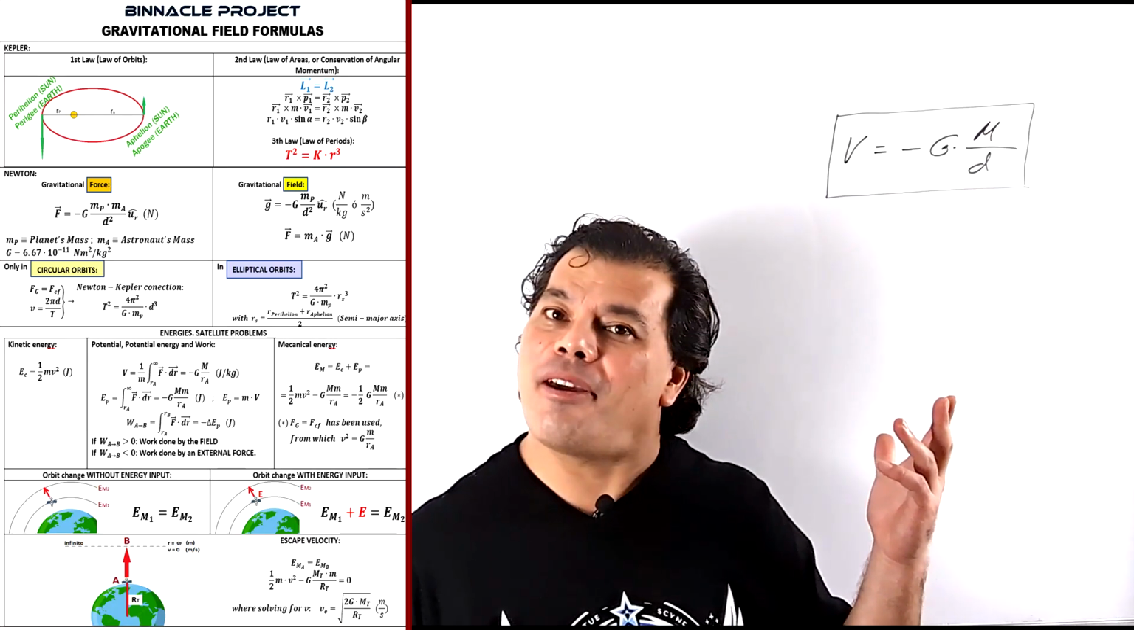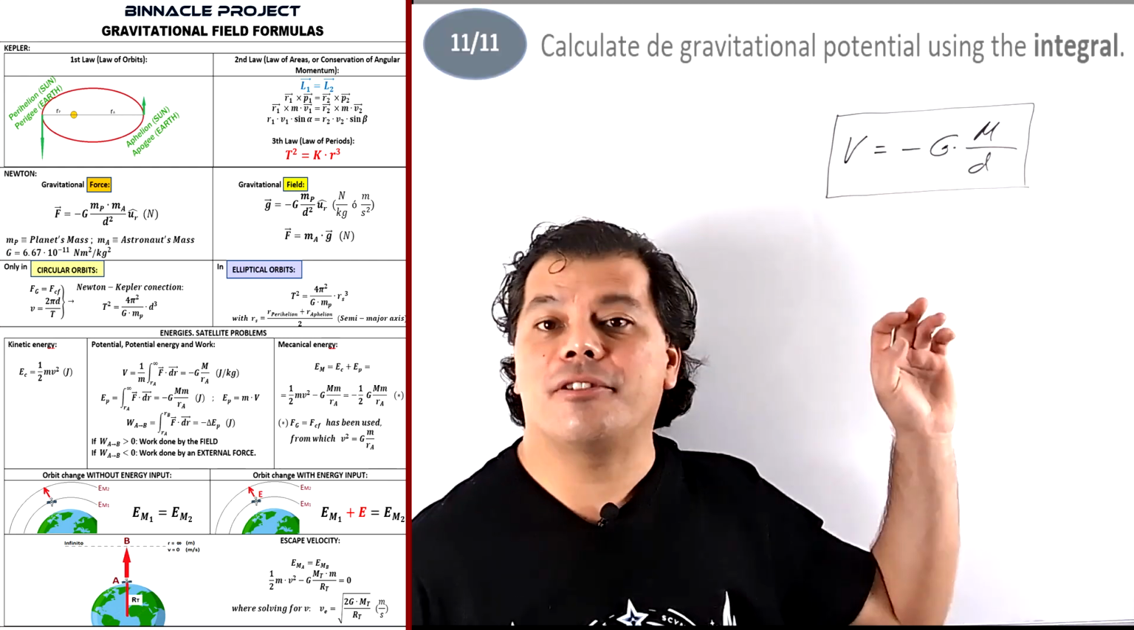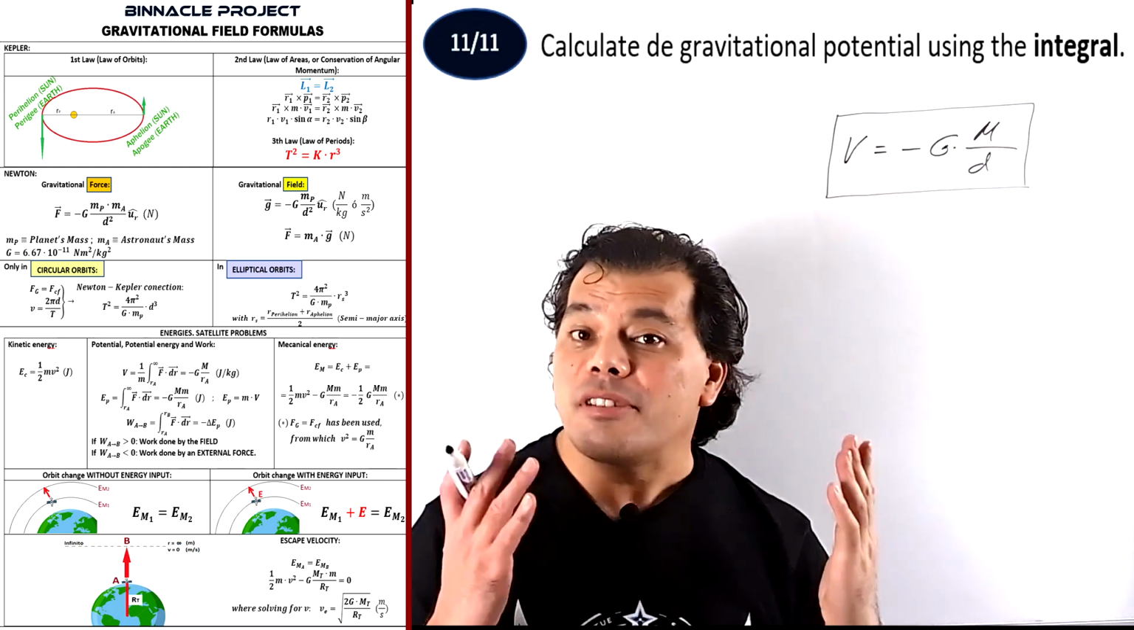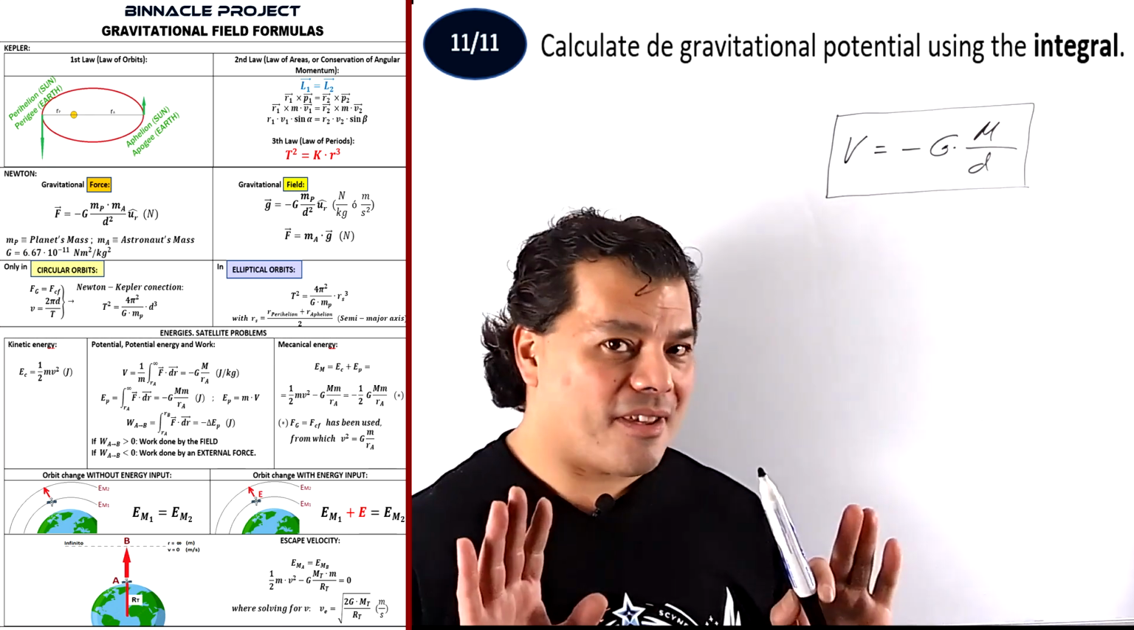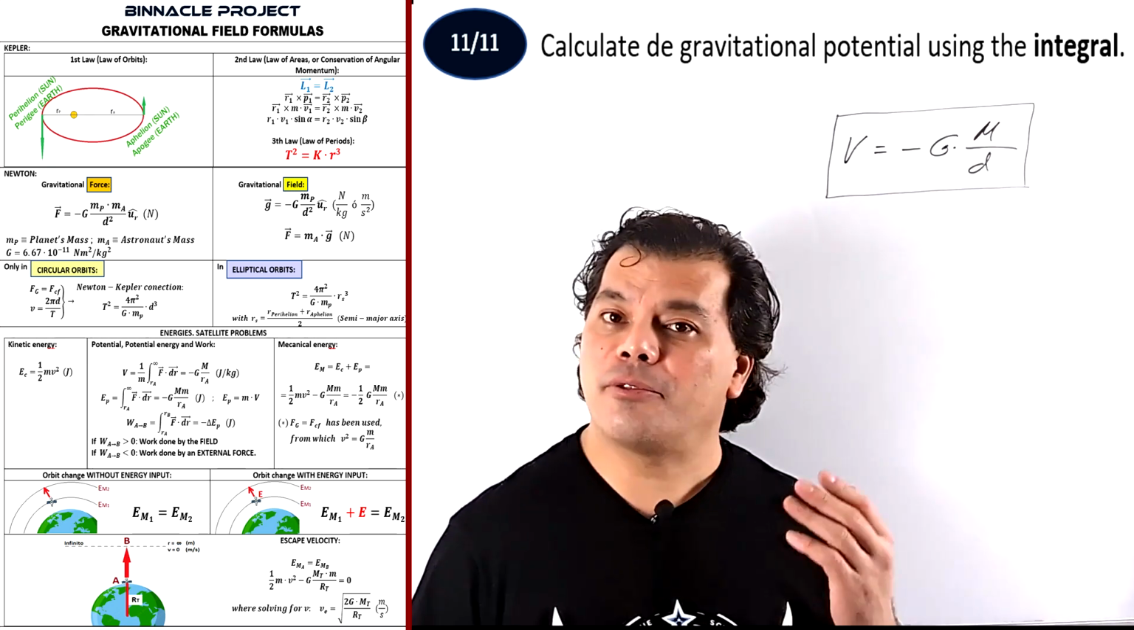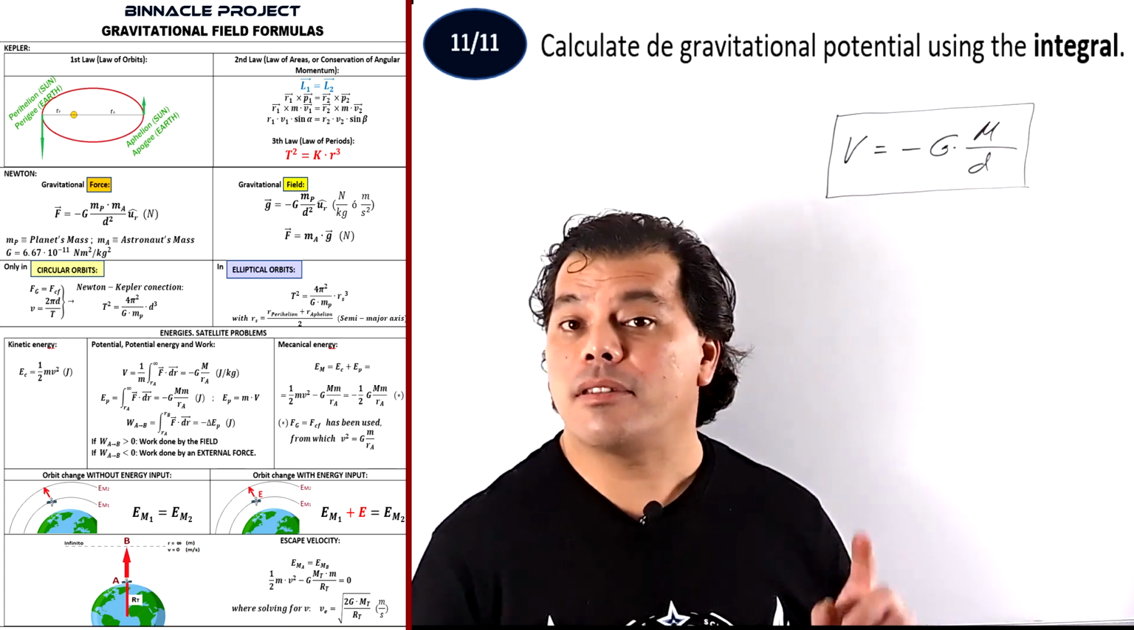And now it's time to be brave and calculate the gravitational potential not by using the formula, but using the procedure you're about to see, using the integral. And please don't be scared, because I know that mathematical treatment is always hard, but this is not difficult at all.